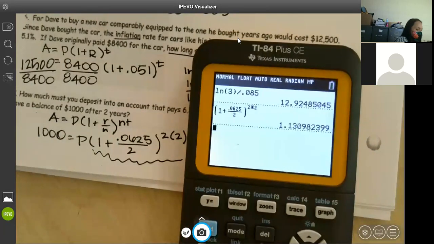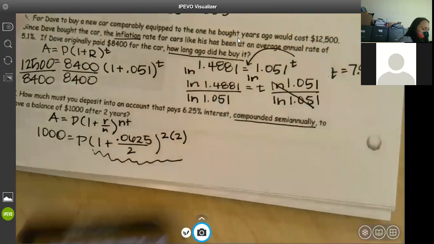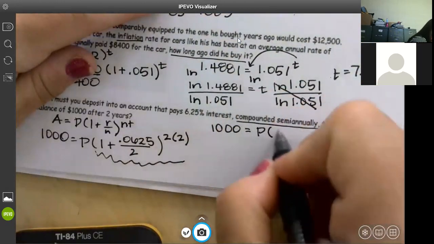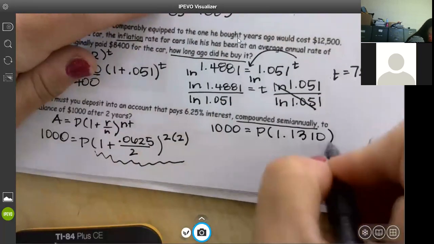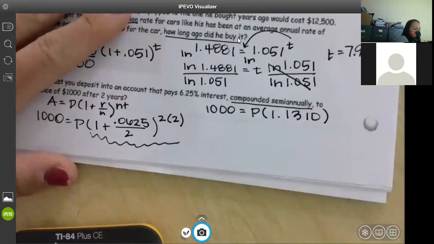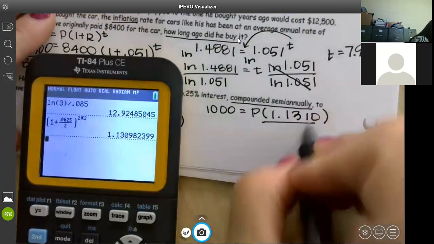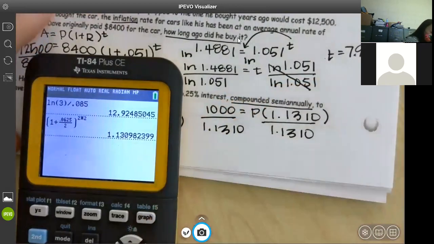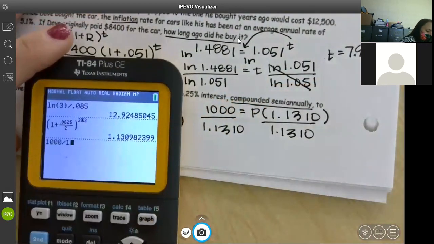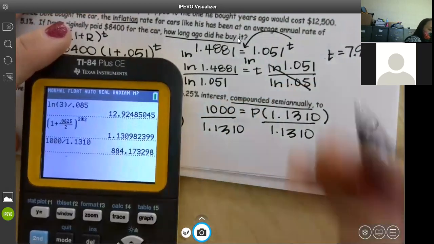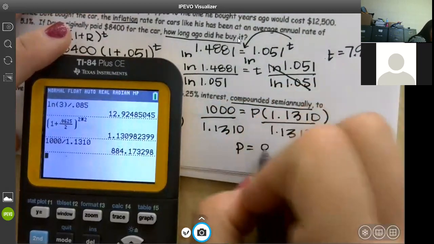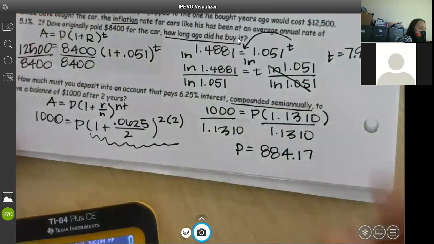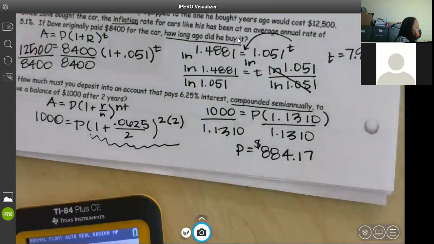1.13 and I'm going to round it to 10. You can do 09. It's fine. Don't stress out about your rounding. So 1,000 equals P times 1.1310. How do I get P by itself? Divide. So 1,000 divided by 1.1310 gives us 884.17. So that's how much was put into it.